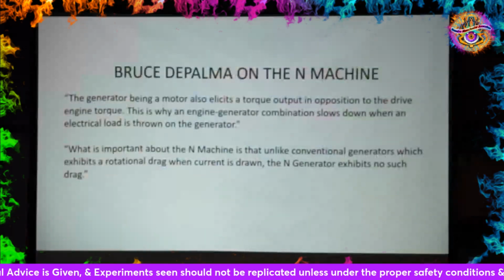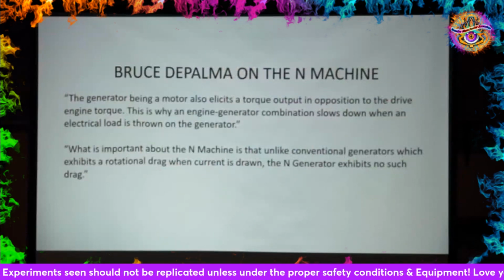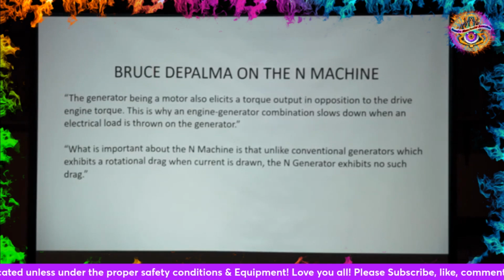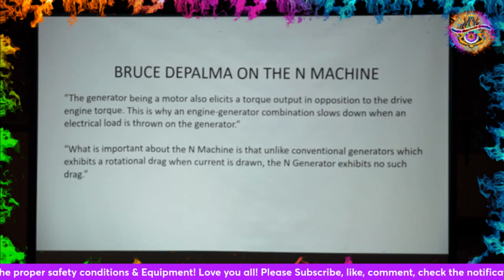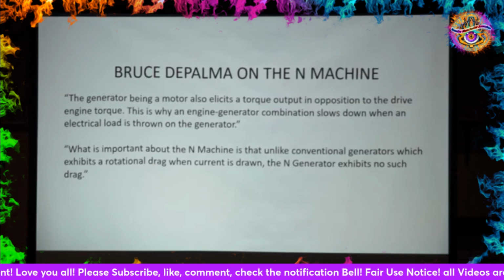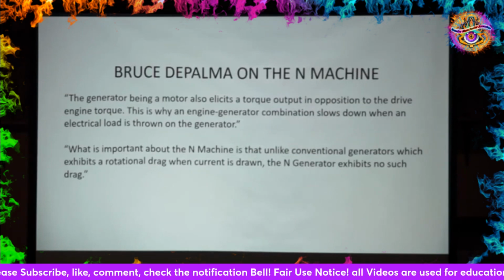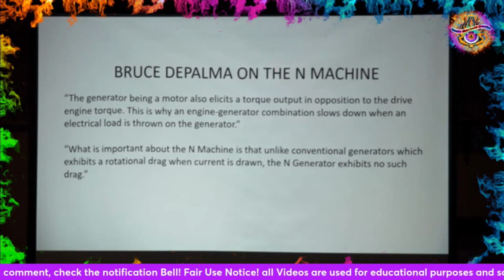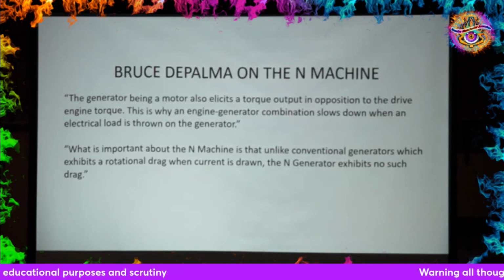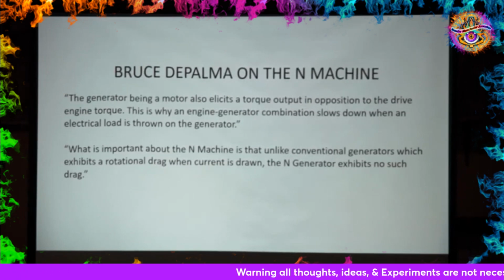Now, a couple things that Bruce mentioned about the N machine is what he named it. This concept where the conductor and the magnet rotate together and create electricity when it's not supposed to is that the generator, being a motor, also elicits a torque output in opposition to the drive engine torque. This is why an engine-generator combination slows down when an electrical load is thrown on the generator. What is important about the N machine is that unlike conventional generators, which exhibit a rotational drag when current is drawn, the N machine exhibits no such drag.